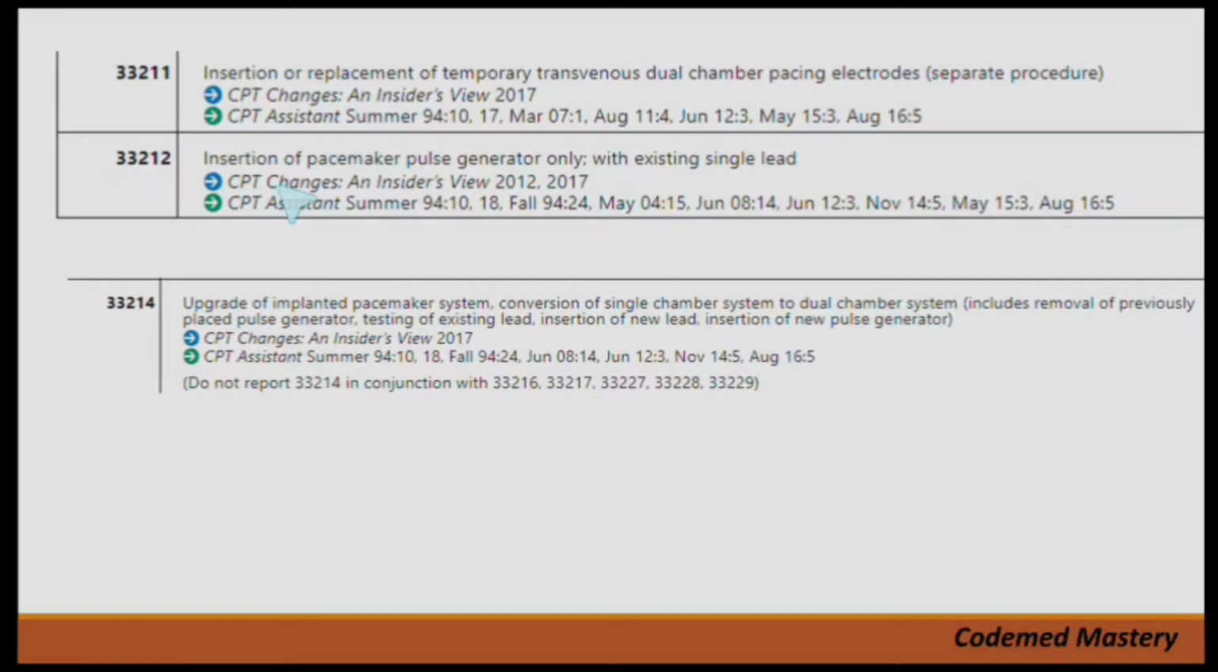Then 33212, insertion of pacemaker pulse generator only. So pulse generator means battery with existing single lead. Next 33214, this is upgradation. As we already discussed before, we have to check whether they are doing placement, insertion, removal, replacement or upgradation. So you can see here they have mentioned insertion, upgradation. So all these things you have to check while coding.